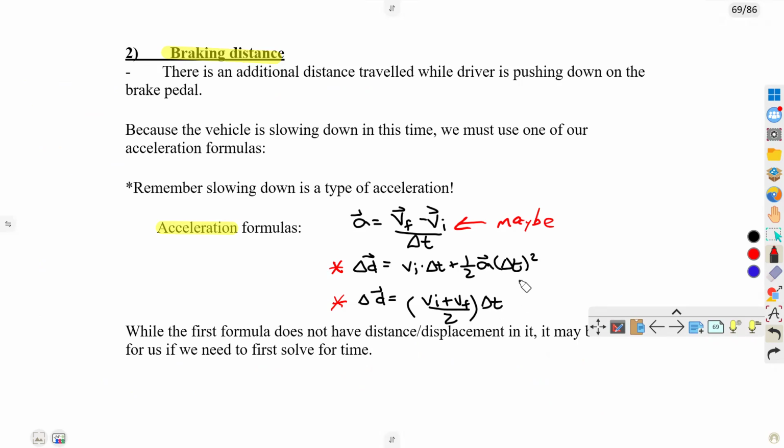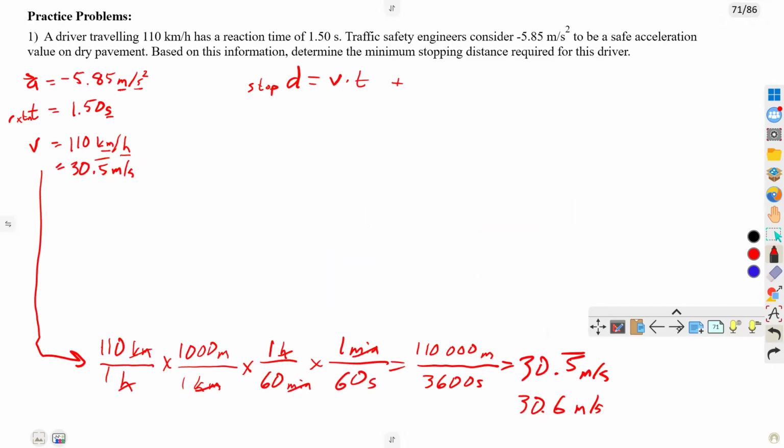Now, let's see here. We don't know how long it's going to take us to decelerate. So we might have to do this first to figure out what the time is, and then substitute that into one of these right here. It really doesn't matter which one we're going to do. So that's the reaction time. This means we also have to find the time it's going to take to come to a complete stop.